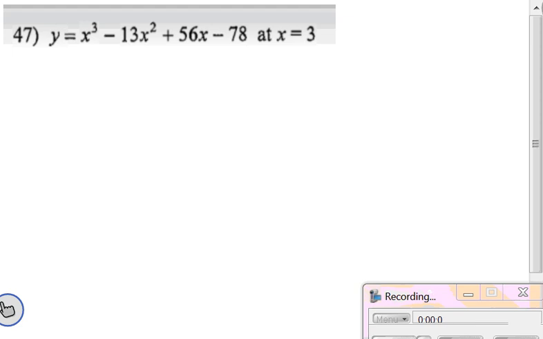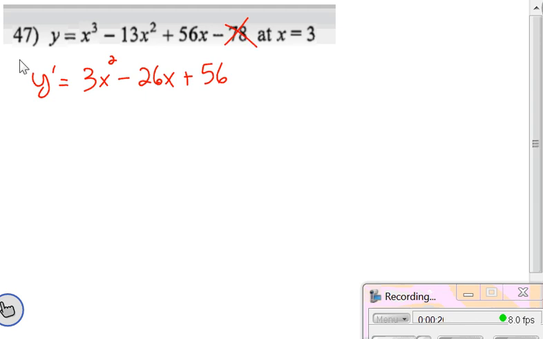It says find the derivative at x equals -3. So first we have to find the derivative. A polynomial is always easier: 3x squared, each term gets done separately. 2 times 26x, the derivative of 56x is 56. The derivative of any constant, 78, is gone, 0.